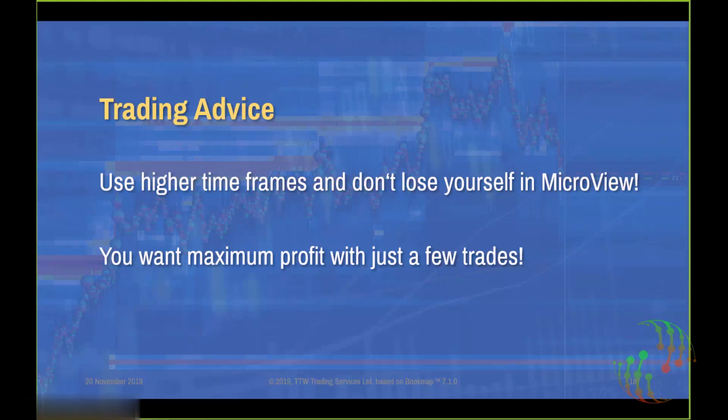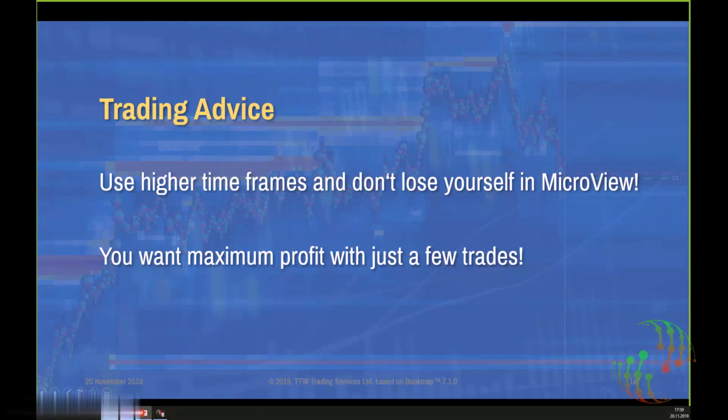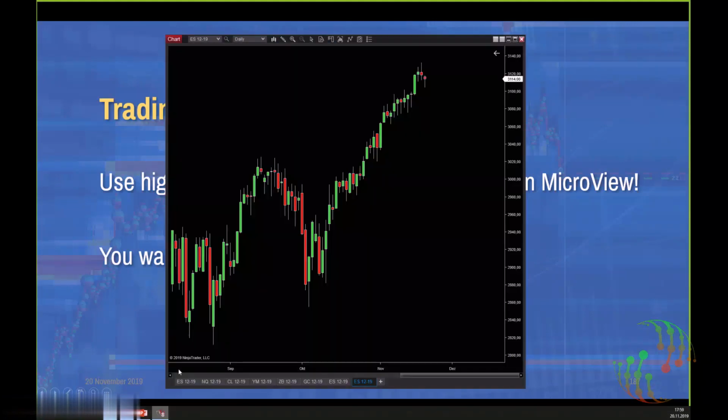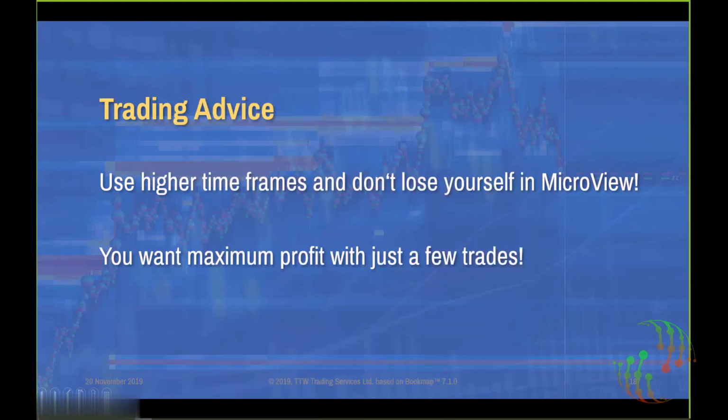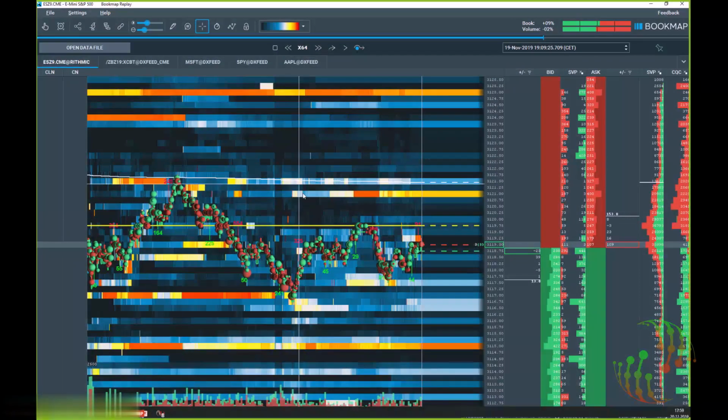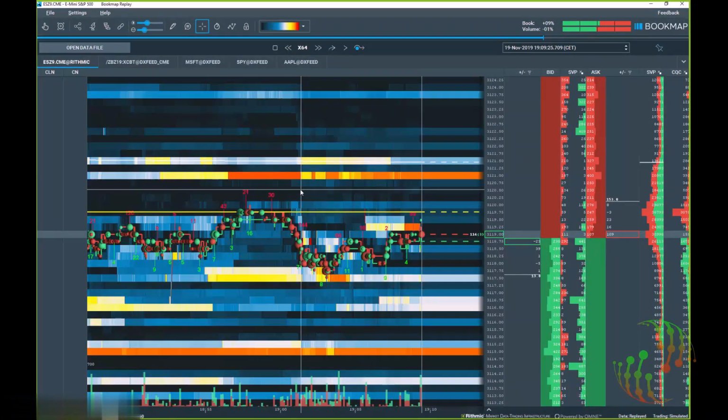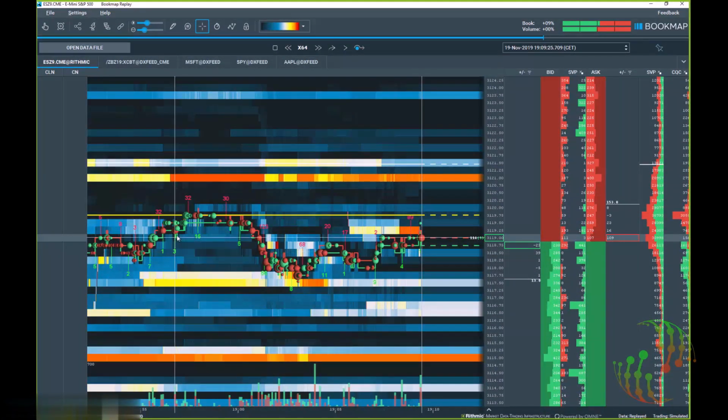Sometimes it works fabulous and great. Sometimes it's a little bit harder, like yesterday, for example. I recommend to use higher time frames and don't lose yourself in micro view because you want maximum profit with just a few trades. That means you can trade this way and take every possible information out of the market.